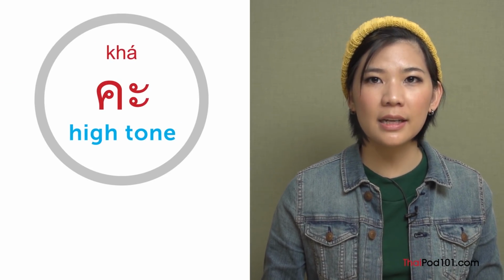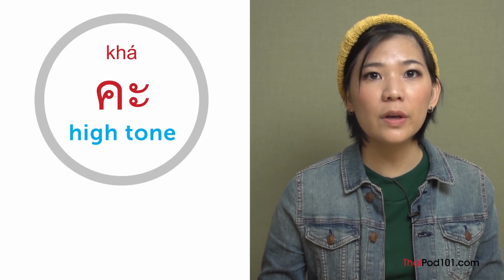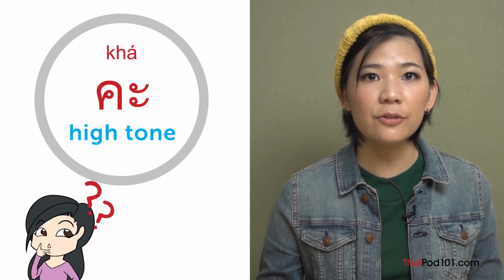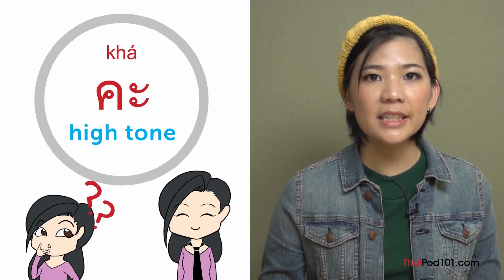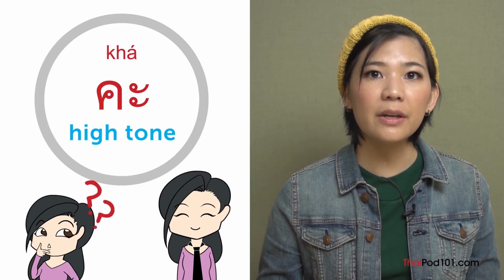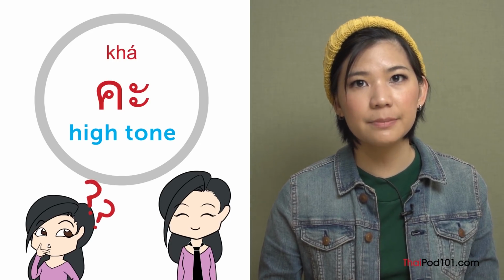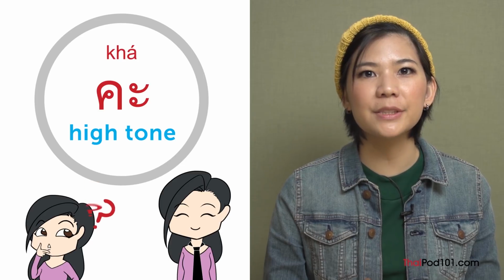The first tone and spelling of this word is ka with high tone. This is used when you want to ask questions and to address someone formally. This includes not only when you say the question out loud, but also in writing. This is only valid for female speakers. I'll give you some examples.